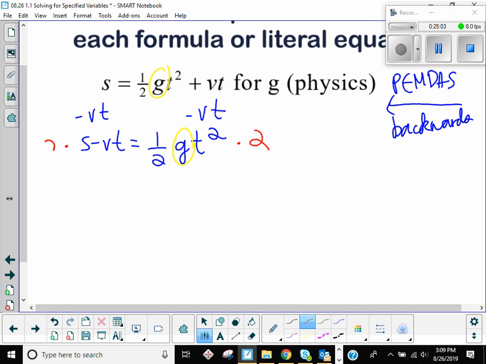Multiply by the reciprocal. So the half and the 2 undo each other, leaving me gt squared. And then on the left-hand side, I have 2 times everything on the left-hand side. What do you think I'm going to add in here to show that it's not just 2 times the s only? Parentheses, right?